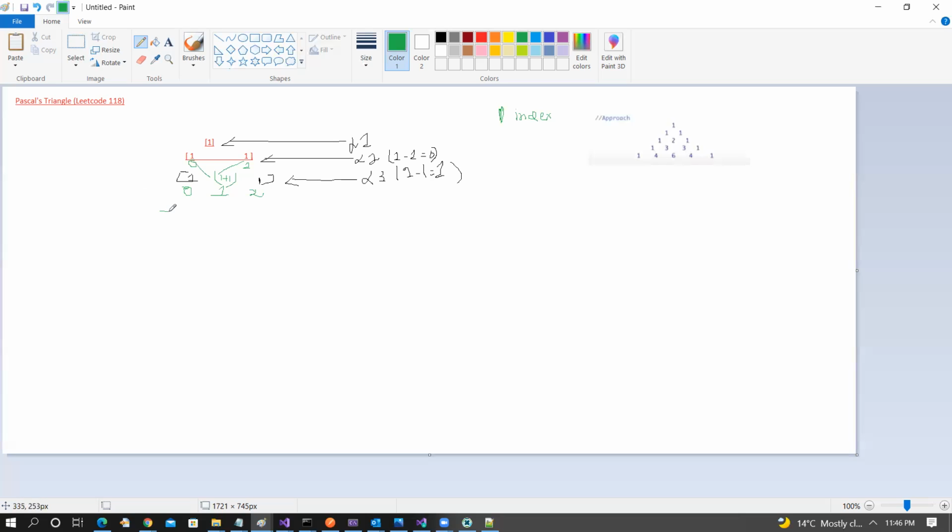Now in the next row, L4, okay, let me change the color again, L4. So we are calculating L4. The extreme left and right element would be 1 and 1. So from the indices, what is going to be the number of elements which will reside over here, and that is going to be 3 minus 1, that is 2.